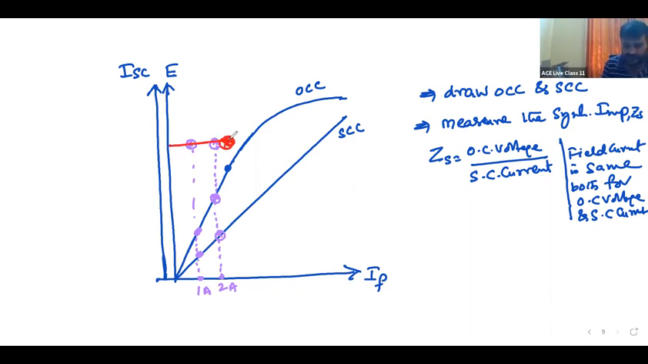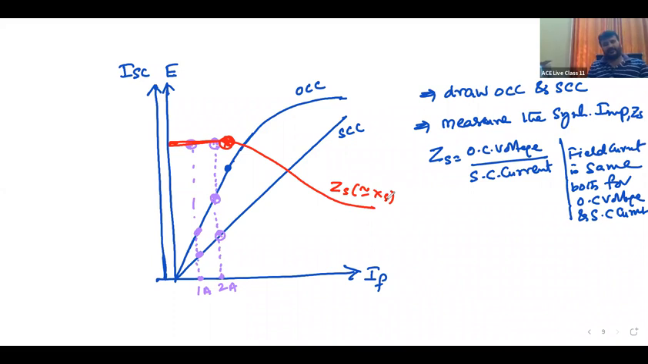ZS is constant up to here, but from here onwards ZS decreases. So ZS is constant up to the knee point, then it decreases. This is ZS, or this is also XS. So ZS is constant up to the knee point. Later onwards, it decreases.